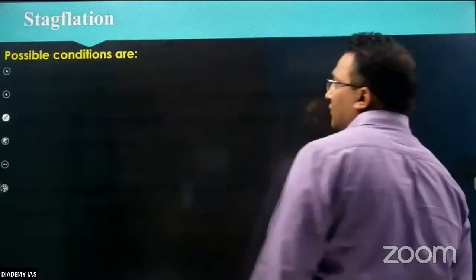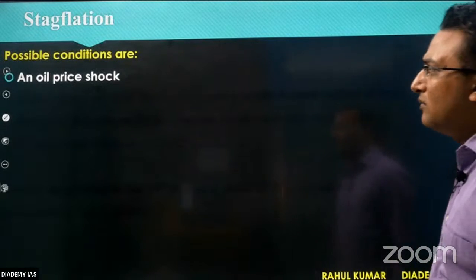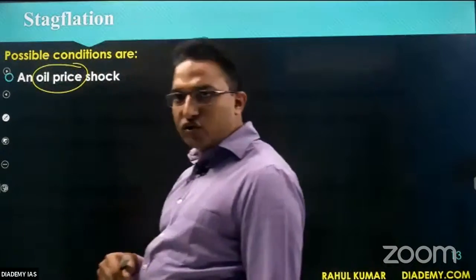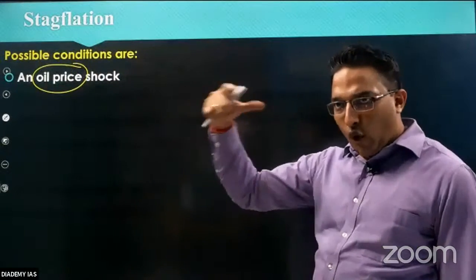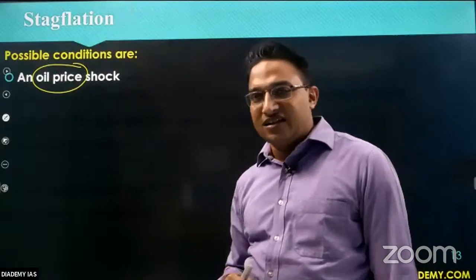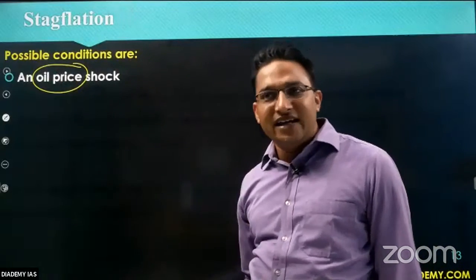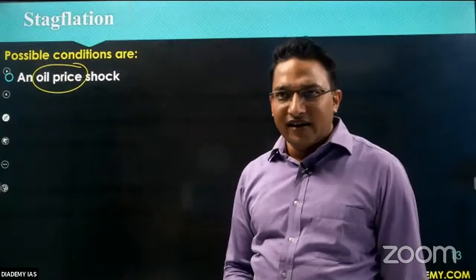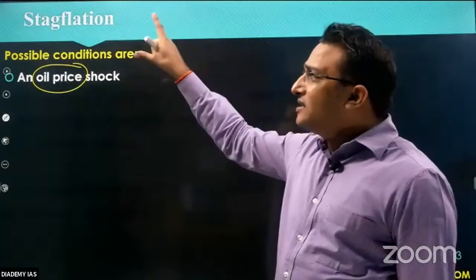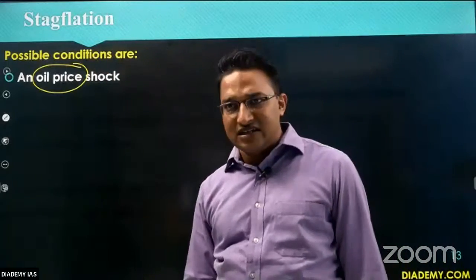Now, why can this stagflation happen? Number one, because of oil price shock. Oil price shock की वजह से हो सकता है, because we are importing oil from outside India. The oil price can increase because of international factors, for example, the Syria crisis or other kinds of bans by the OPEC countries. And because of the oil price, our cost of production can increase.